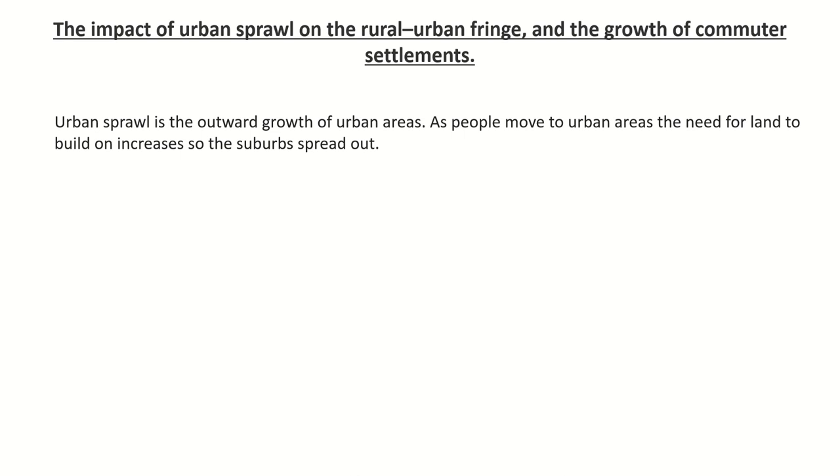When that happens, we also have the growth of what are called commuter settlements. Now, a commuter settlement is usually a small town or village where most of the people living there commute to a larger city for work. In other words, we need to think about what the impacts are going to be if loads and loads of people are moving to the rural-urban fringe and we are having this massive growth of commuter settlements. There's going to be more people in these areas.